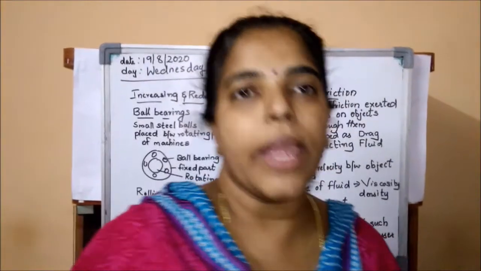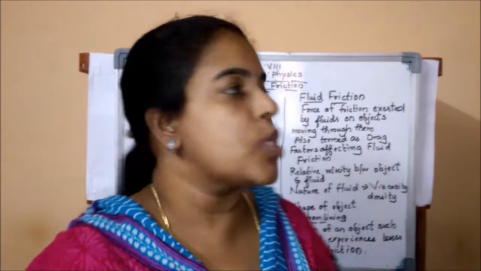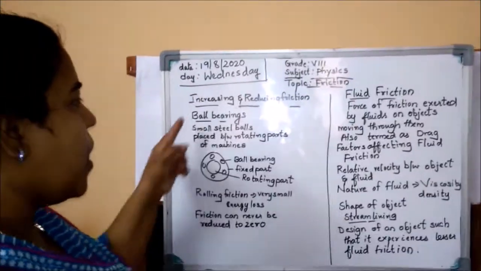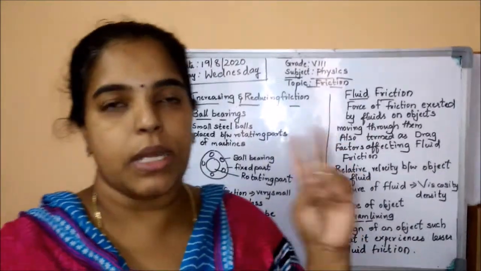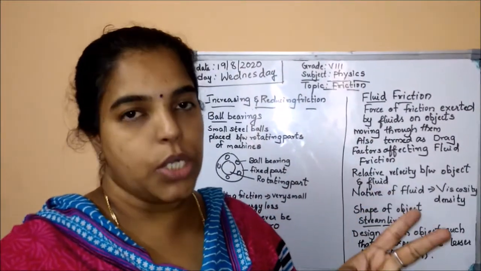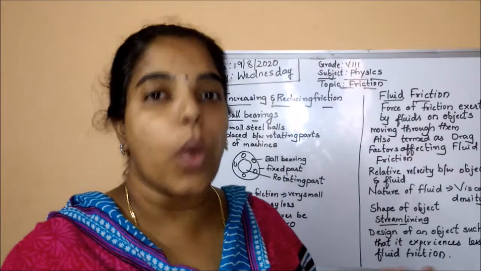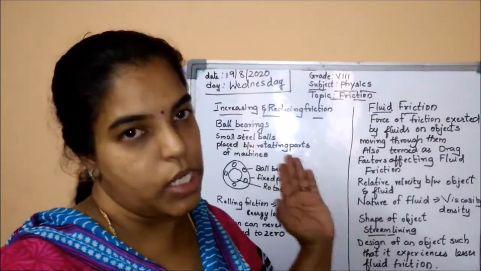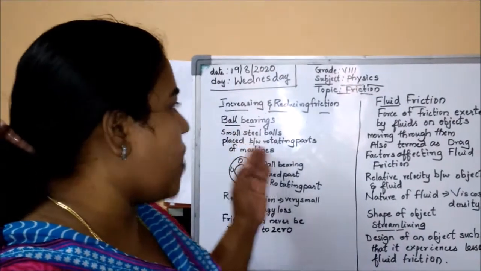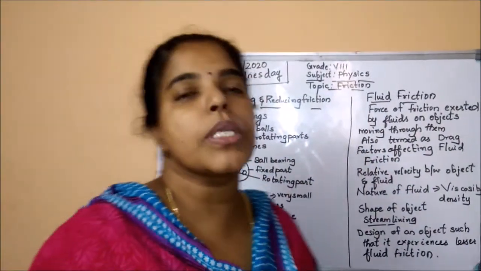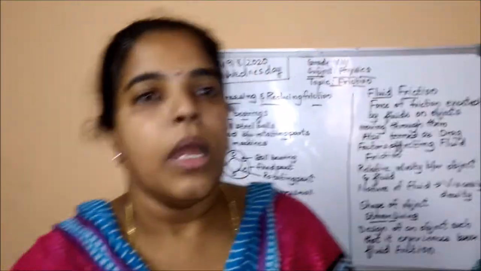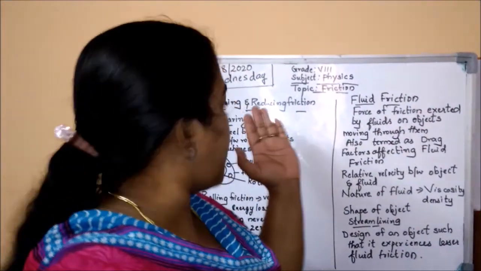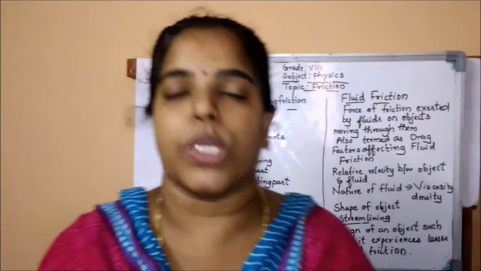So we come to the end of the chapter. Today's topic is increasing and reducing friction. Ball bearing, I told you in part 2, section 2, when talking about rolling friction. The example I gave, I told you I'll teach you later. So we are going to discuss ball bearing, and we are going to discuss fluid friction. Let's start with the first topic, increasing and reducing friction.